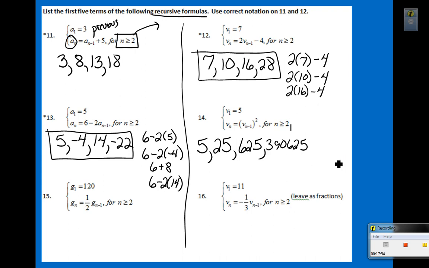Here's my number 15. I used a G because I knew it was geometric. You didn't need to know that yet. All you need to know is this. My first term is 120. My next term is a half of the previous term. So a half of 120 is 60. A half of 60 is 30. A half of 30 is 15. Let's go one more. Half of 15, 7.5.